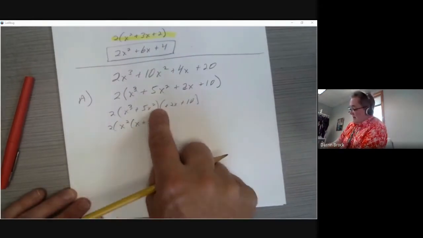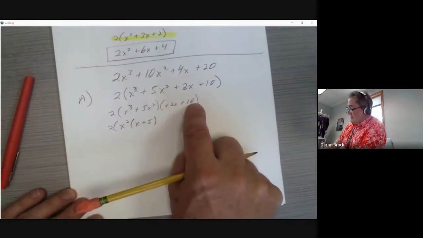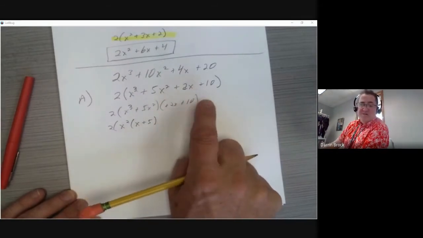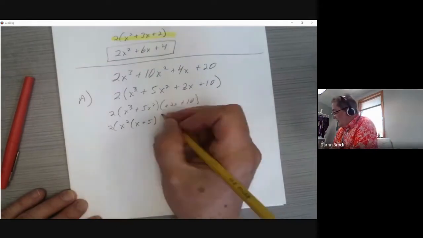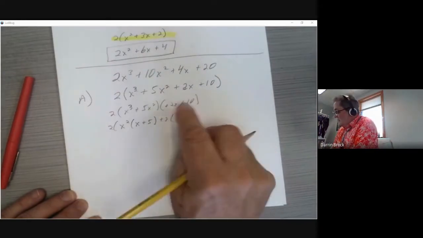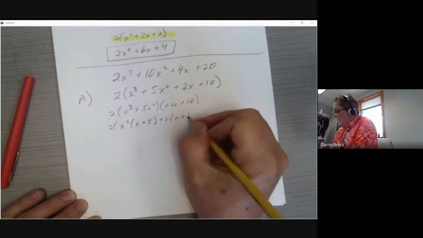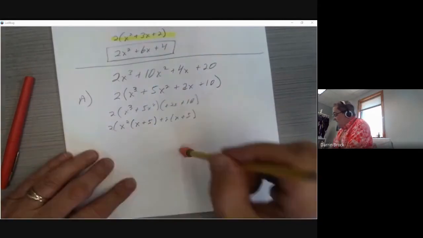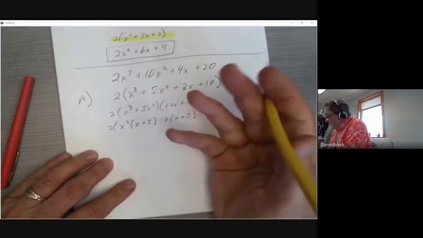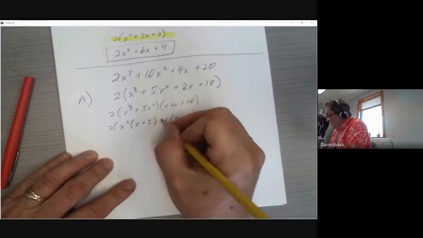Now what can we factor out of the second one? We got a plus 2x and a plus 10. We can't pull an x out because we don't have an x over here, but we can pull the 2 out. And what does that leave? That just leaves an x plus 5. So I'm going to put this as the second. That is a plus 2.